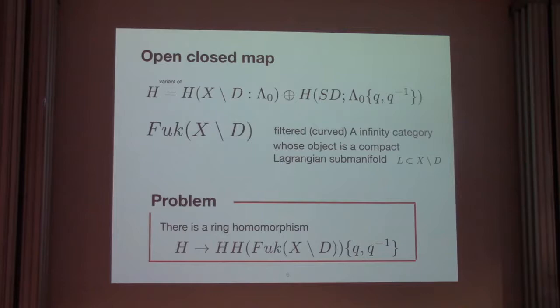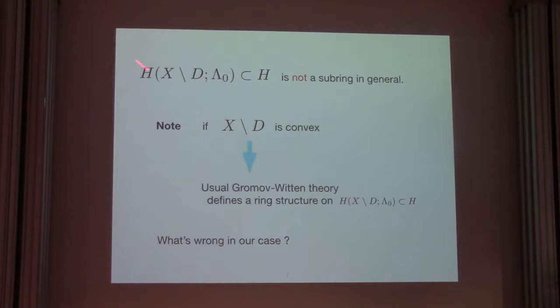What is important here is that, in the case where it is not convex, the cohomology of this divisor complement is actually not a subring. If you try to construct a ring structure only on this divisor complement, you may define something, but it is not associative. And you need to add something related to this D to get something associative. So that's the main thing I want to explain in this talk.